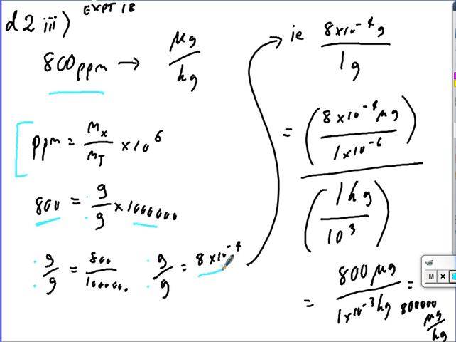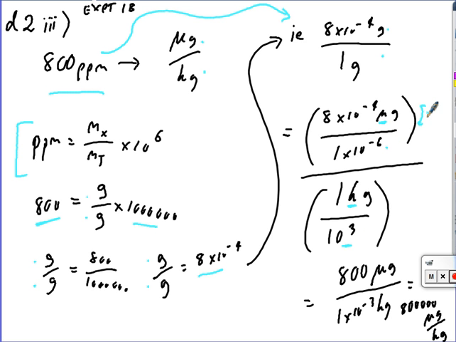So what that means is 800 parts per million is the same as 8 times 10 to the minus 4 grams for every gram. And now I've got it in grams per gram. All I've got to do now is convert those two things into the different units of micrograms and kilograms. So the top line I've got to convert to micrograms. If I'm putting a micro in, I've got to divide by a micro. And on the bottom line, I'm putting a kilo in, so that means I've got to divide by a kilo.